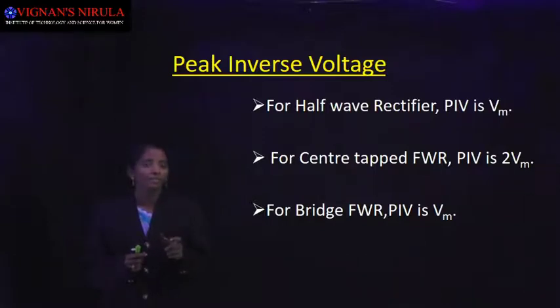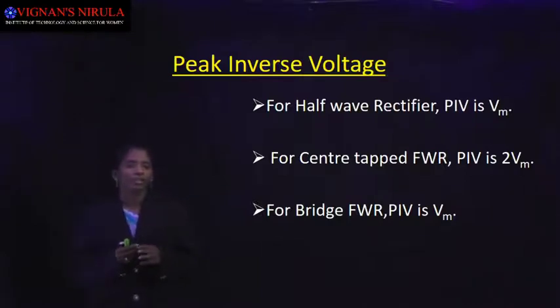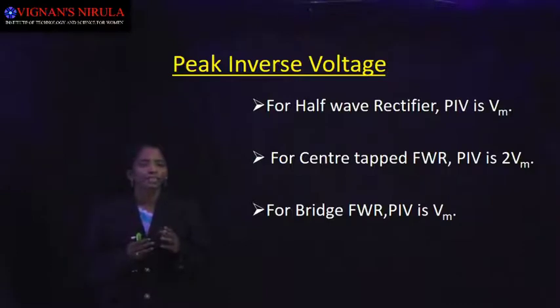The peak inverse voltage appears in reverse bias, at the negative peak of the diode. So it appears across the transformer secondary winding during the negative half cycle. For the half wave rectifier, the peak inverse voltage is the maximum voltage, that means the peak voltage Vm.